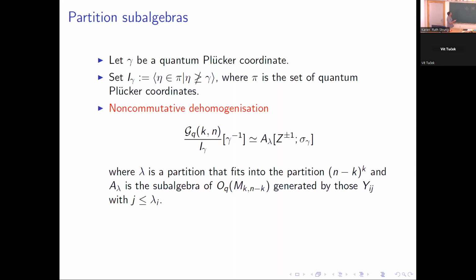And there is a nice way to relate the quantum Grassmannian side with the affine side. So everything here, you have to think of as projective geometry, and you want to affinize that to make it easier for you. And it turns out you have this non-commutative dehomogenization that tells you that if you look at this quotient, then this element gamma, its coset, becomes normal in this quotient.